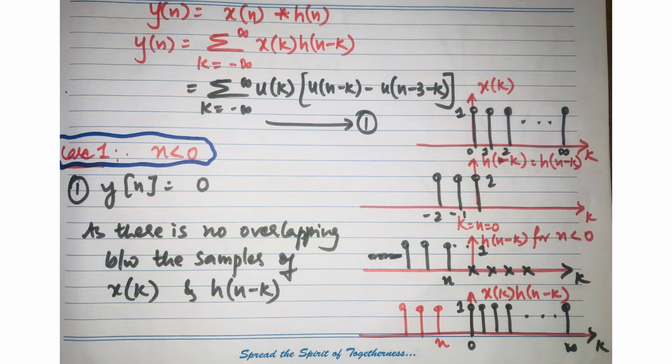Now, what is the first case? n less than 0. n less than 0 means we need to shift h of n minus k towards left and then multiply with x of k and h of n minus k. So, when you multiply these two signals, you can see none of the samples of these two signals are overlapping. So, therefore, y of n equal to 0 for n less than 0.